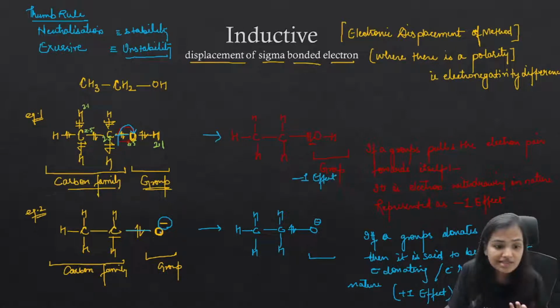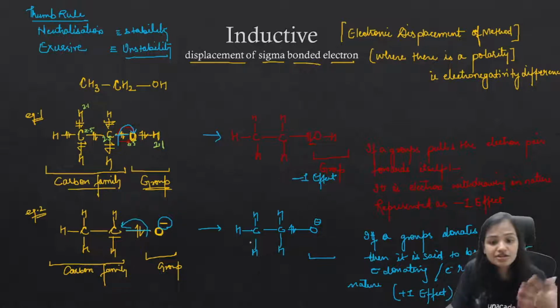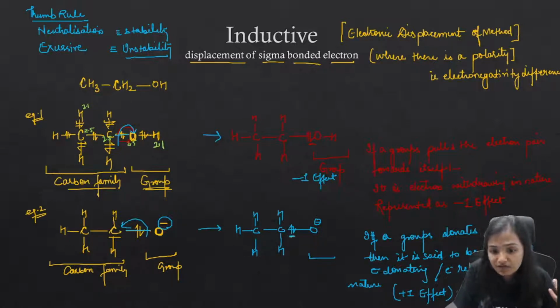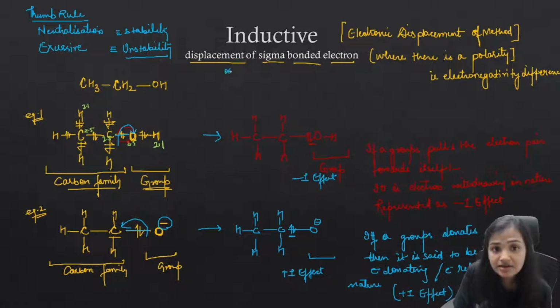But here we can see that being electron rich in nature, it doesn't want to pull the electron because the excessive charge leads to instability. So rather than that, it will try to push the electron pair. If the electron pair goes more towards carbon, then it is known as electron donating or electron releasing. That is, we can say that this is showing the plus I effect. And guys, this type of displacement of sigma bonded electrons is basically a permanent method. So the displacement of electrons occurs permanently. It's a permanent method. Clear?